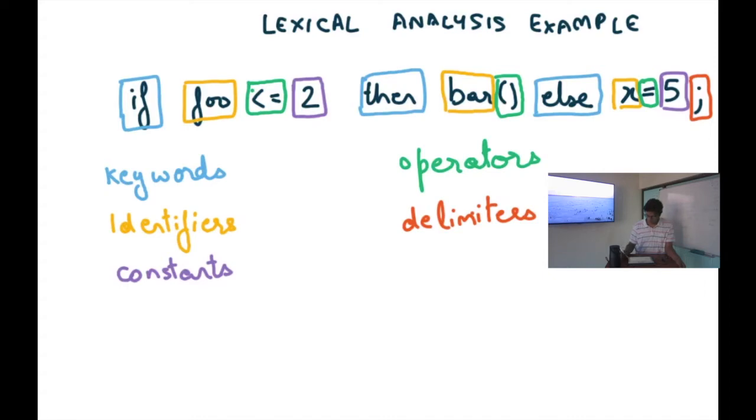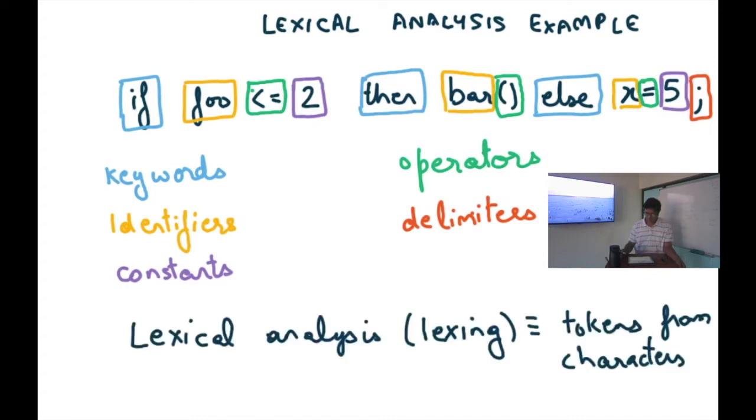All right. So what is lexical analysis, or lexing for short? It takes as input a stream of characters and generates as output a stream of tokens. So essentially it generates tokens from characters.